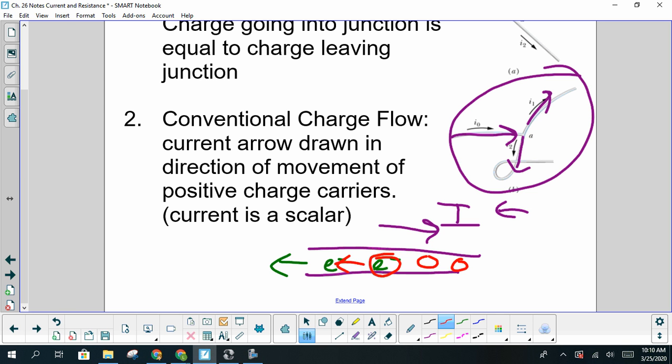If that blows your synapses, don't sweat it. Just think about the current moving in the direction of positive charge carriers, and just kind of turn off the idea that we know that electrons are actually the things that are doing the moving, which I know is a little bit tough, but you can do it.